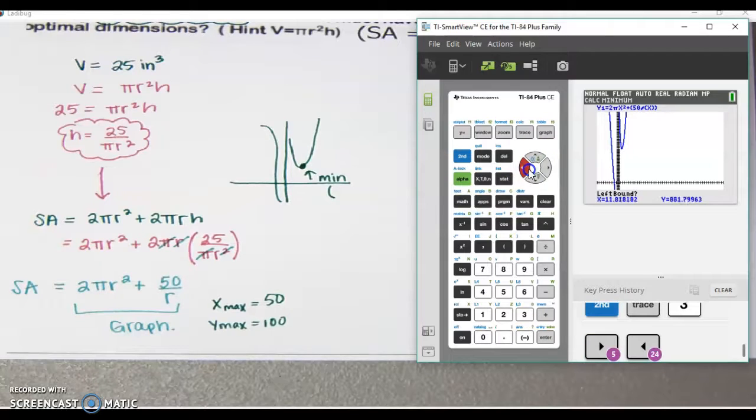Find your cursor first. There it is. So left side, enter. Right side, enter. Guess, enter again. So you're going to get 1.585.